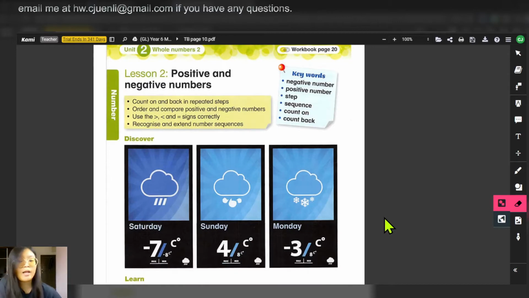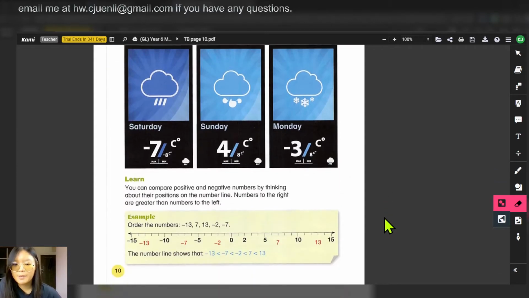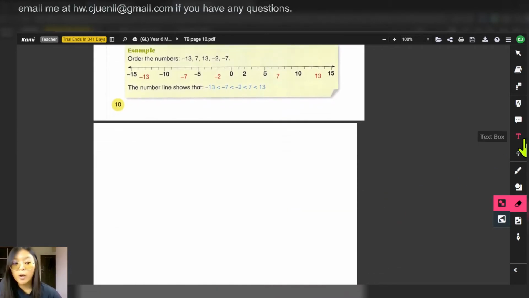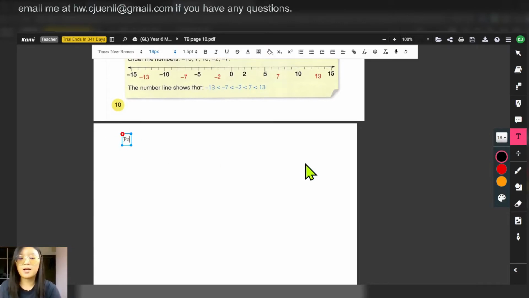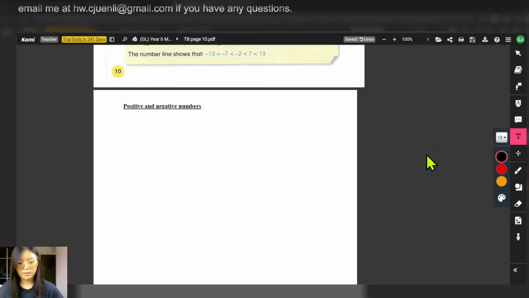All right, we're already at the second chapter, 2.2, positive and negative numbers. Some of you may be quite good with it. Some people can still be confused when they go up to secondary. So today we're gonna write over here positive and negative numbers. I'll try to make it as simple as I can so that each and every one of you can understand it.